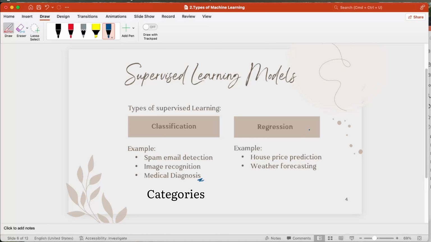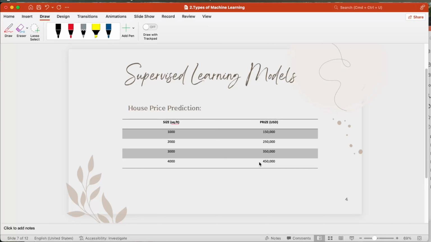And in regression, we can take the example of house price prediction. You're predicting a continuous value, like how much a house will cost based on features like size, locality, etc. And in weather forecasting, you can predict the temperature, which is a continuous value. So unlike classification, in regression the output is numerical. Let's consider the house price prediction example and understand how regression works.